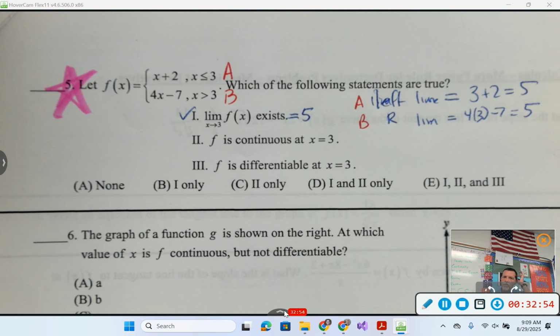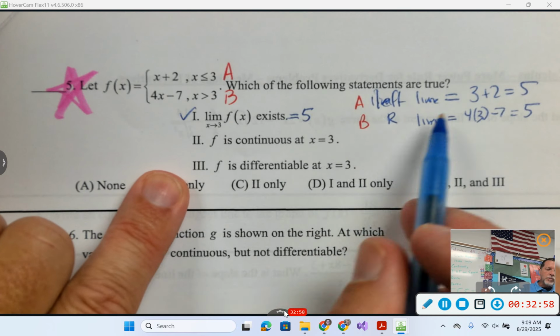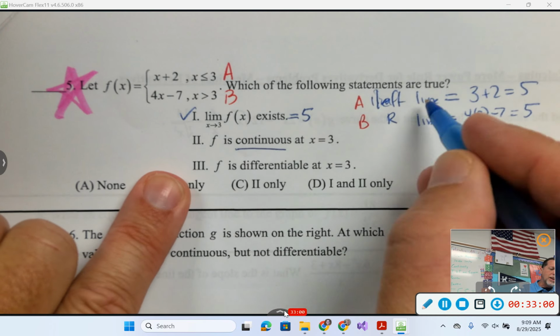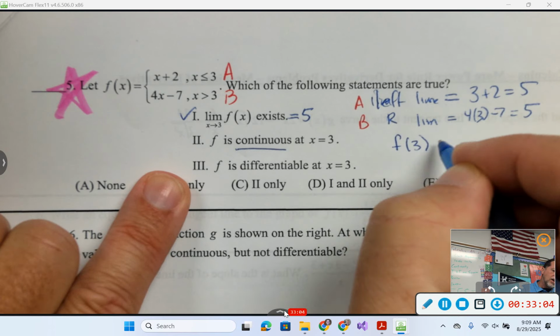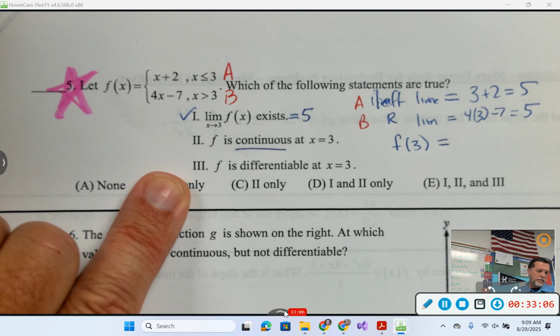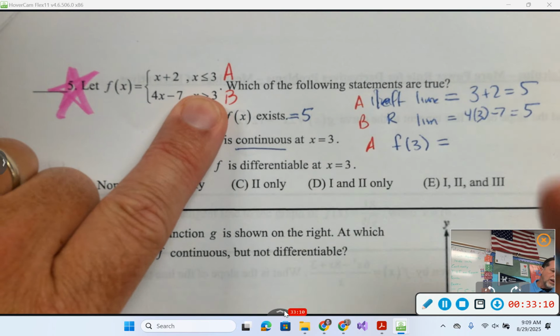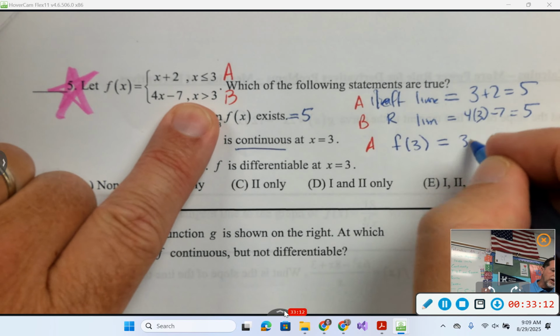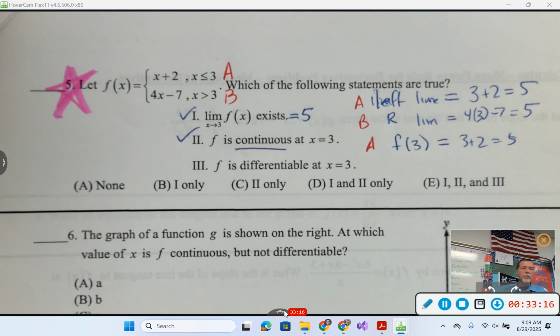F is continuous at 3. So I only need to check one more thing. Continuity is left limit equals right limit equals function value. F of 3, that would be branch A again, because that's the equal sign. We already did this. 3 plus 2 is 5. So, yep, it's continuous at x equals 3.